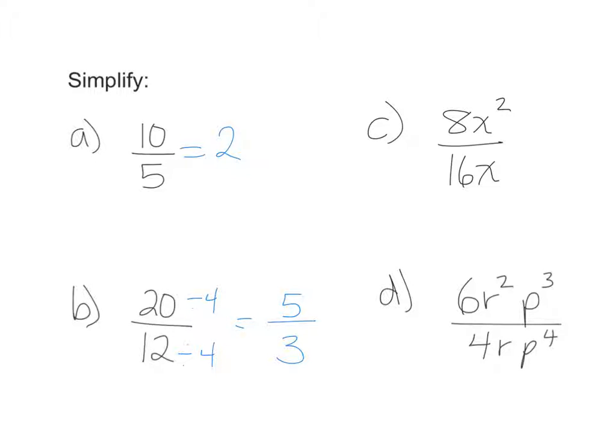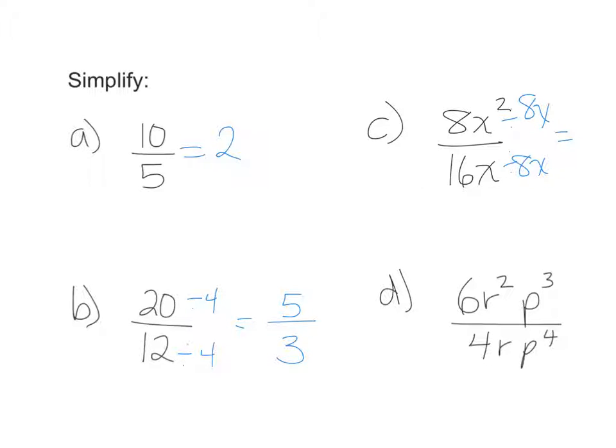Same thing, when you simplify something like 8x squared divided by 16x, you're going to divide them both by the common factor, which is, well, what is the common factor? 8x. Yeah, 8x is the common factor. We always want to look for the largest common factor, if we can find it. If not, we just have to reduce again. But 8x is the largest common factor.